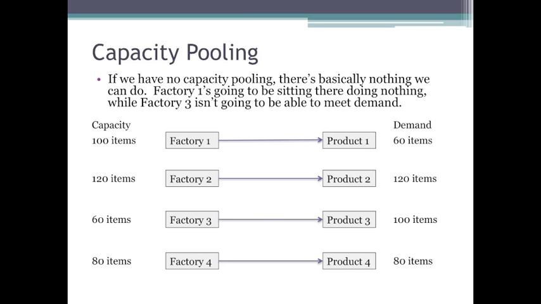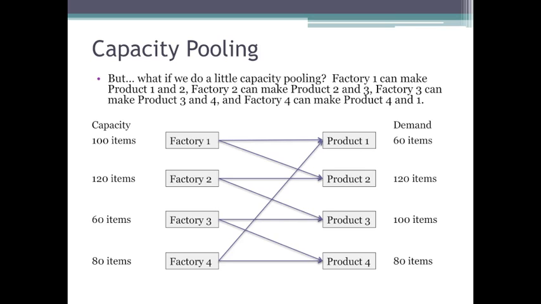That said, what happens if we put in just a little bit of capacity pooling? Suppose Factory 1 can make product for Product 1 and Product 2, for instance, or Factory 2 can make product for Product 2 and Product 3. Suppose Factory 3 can produce for Product 3 and 4. Suppose Factory 4 can produce for Product 4 and Product 1. So, by putting in just a little bit of capacity pooling, we can adjust for this. We can adjust for the fact that demand for Product 1 is less than what we expected. We can adjust for the fact that demand for Product 3 is greater than what we expected.